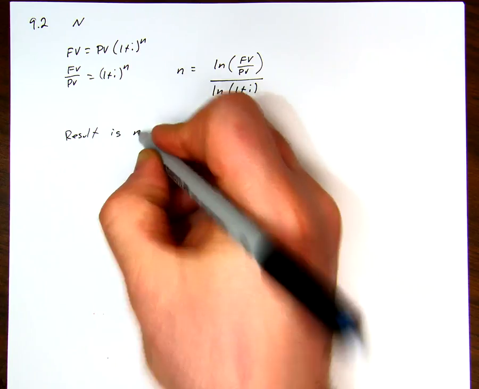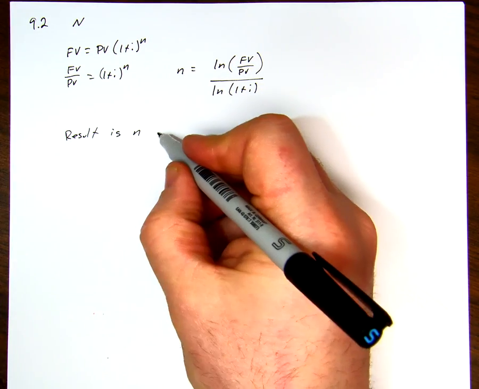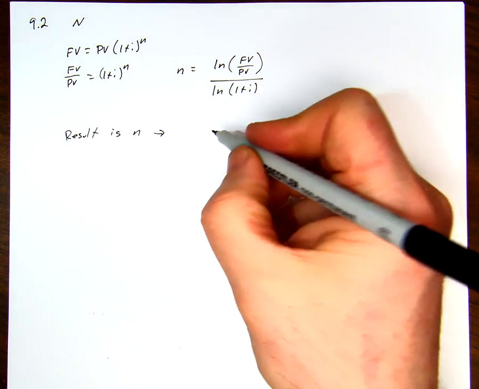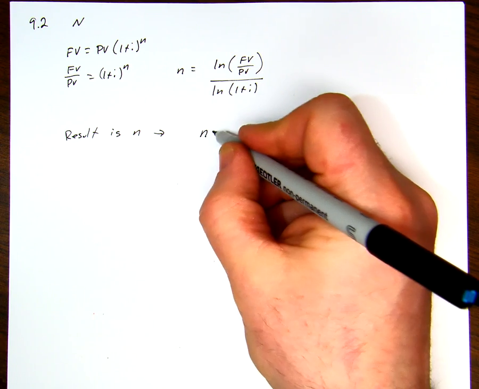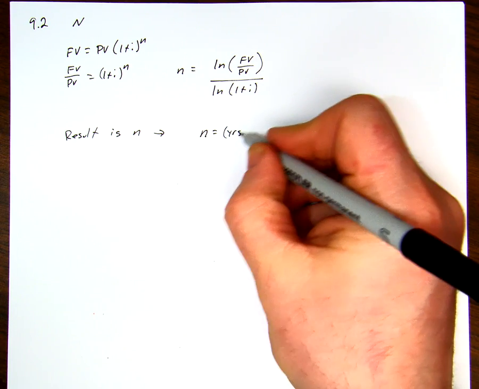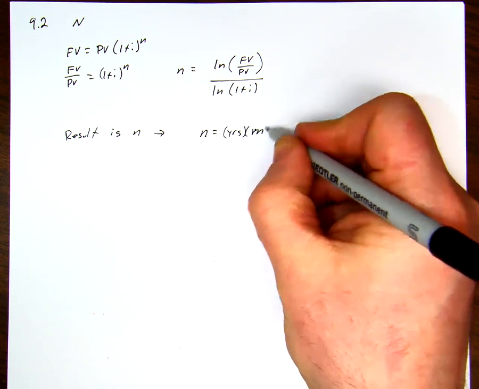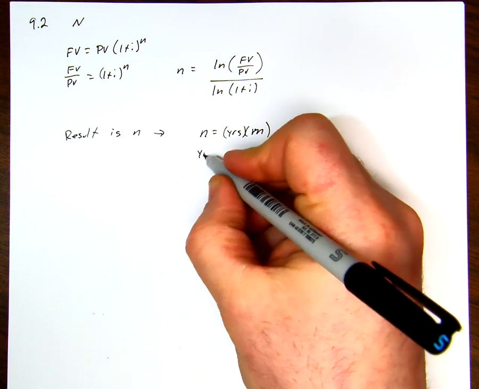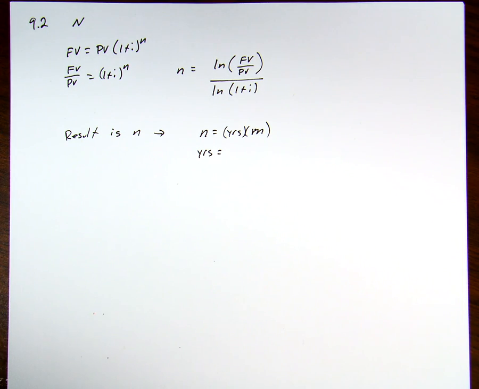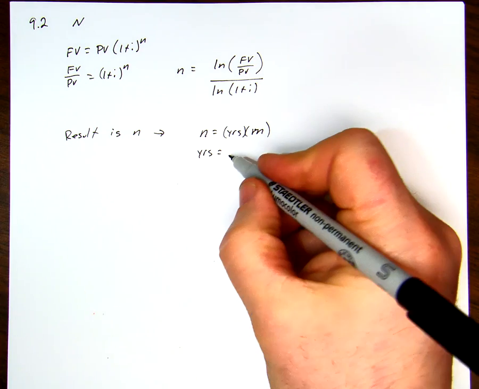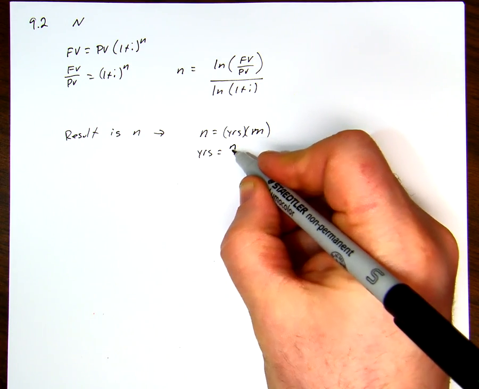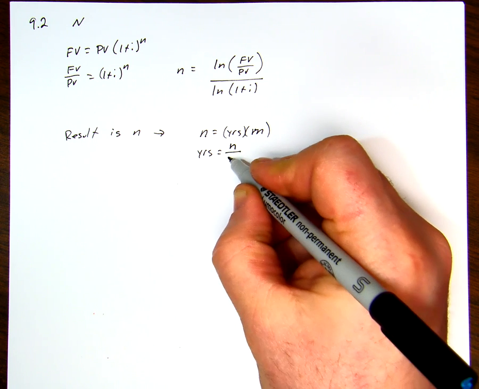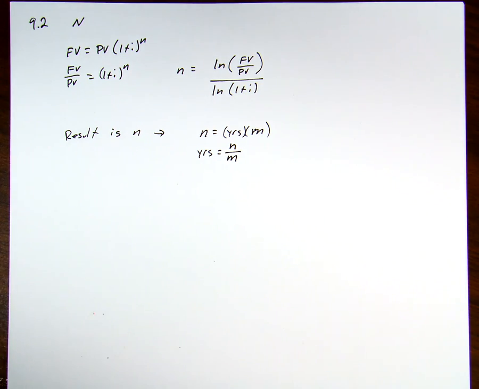If we want to convert this into a number of years, we knew we had the formula that says n is equal to years times m. So if we want to solve for years, the number of years that an investment is going to be is equal to n, the value from the calculator, over m, the compoundings per year.